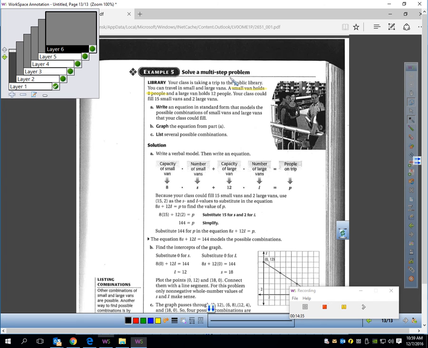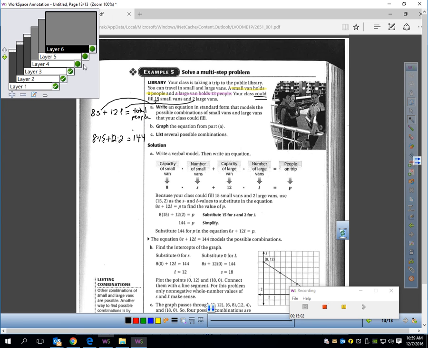So you notice in this problem, your class is taking a trip to the library. You can travel in small and large vans. A small van holds 8 people. A large van holds 12 people. Let's write an equation then. I can fit 8 people in a small van, that's what the S is for, plus 12 in a large, and if I add those up, it would be the total people traveling.